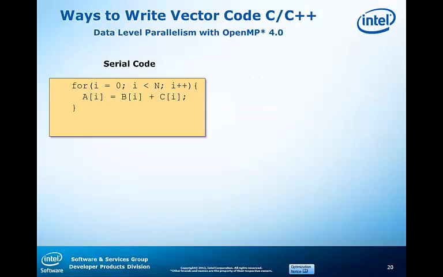Let's look at the serial code on the left. For each loop iteration, a single value of the B array is read and added to a single value of the C array, and the sum is assigned to the corresponding array element A. The loop then repeats. Notice that a single floating point addition is done per loop iteration.